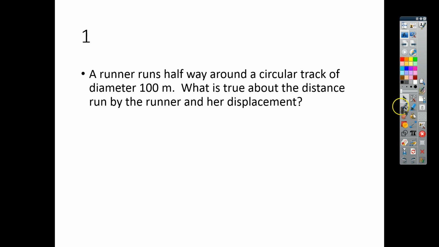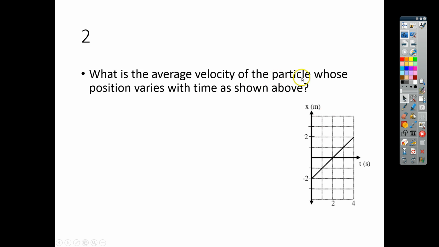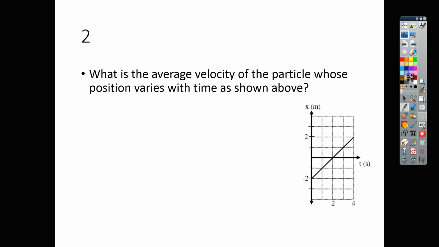For number 2, this one says you've got to find the average velocity of a particle whose position varies as shown above. And actually, it's to the right. I realize that. So let's take a look at this one. We want to find the velocity. Remember, velocity is equal to change in position divided by the change in time.